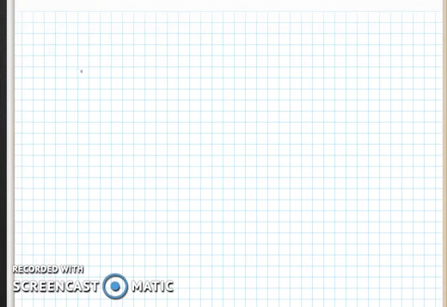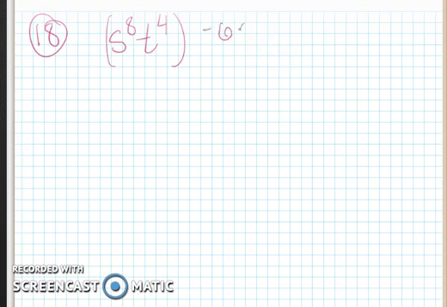Number 18 through 20 are exponential rules review. Alright, so we have s^8 and then t to the 4th, and that's getting multiplied by negative 6s over t to the 5th. Okay?